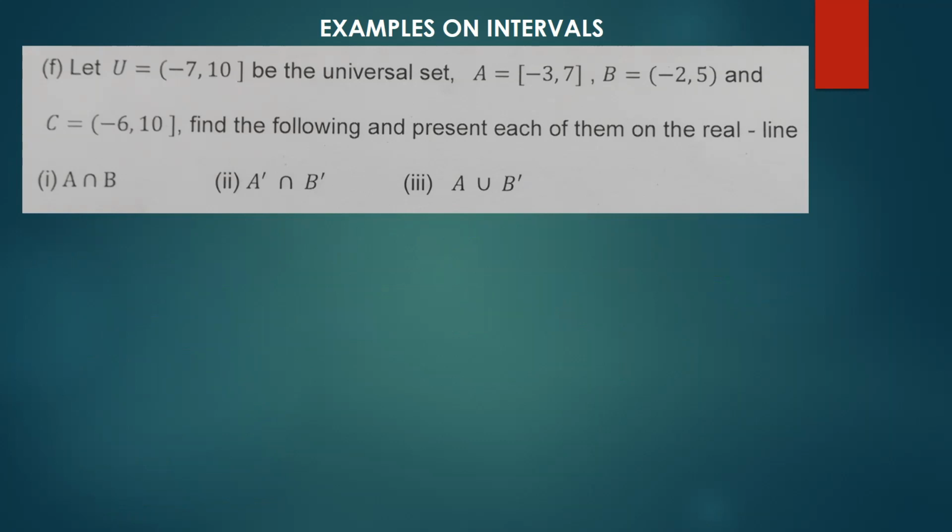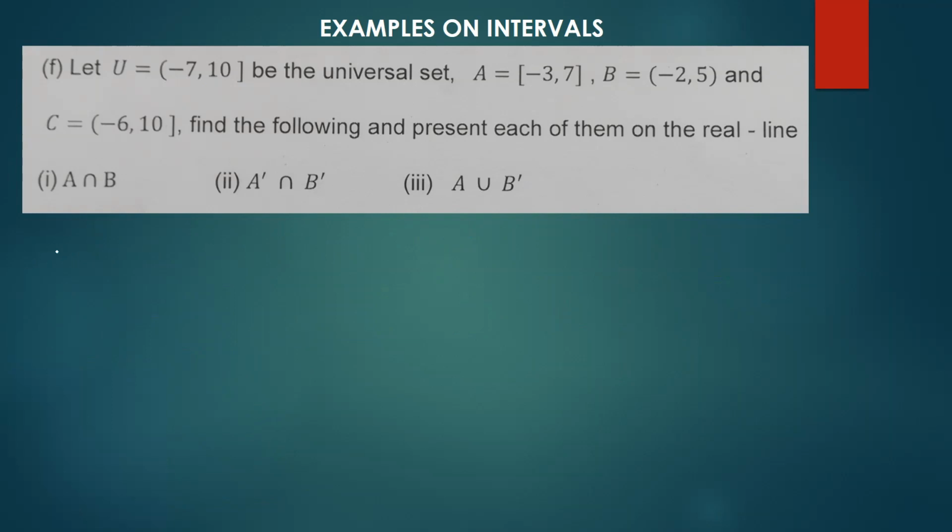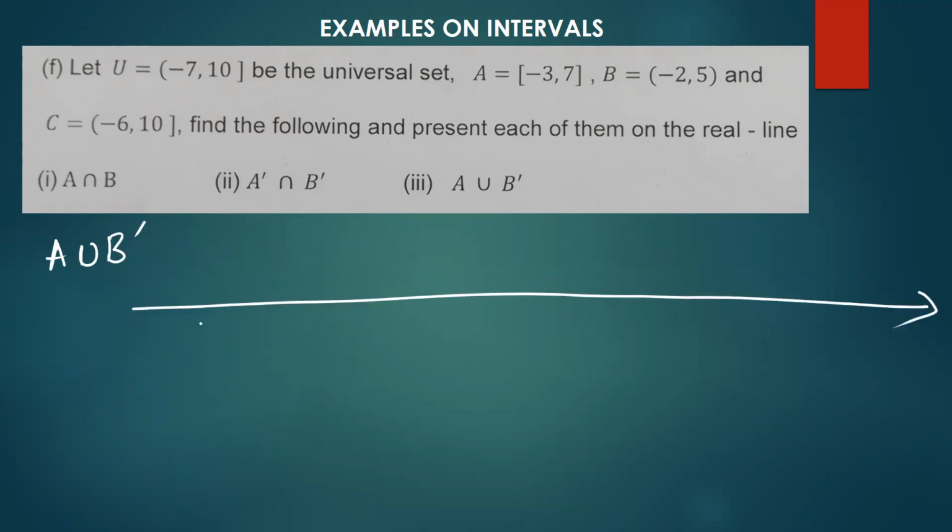So we move on to the last part of the question. The last part of the question is A union B complement. The first thing that is important is to write the universal set. So the universal set is from -7 to what? To 10.